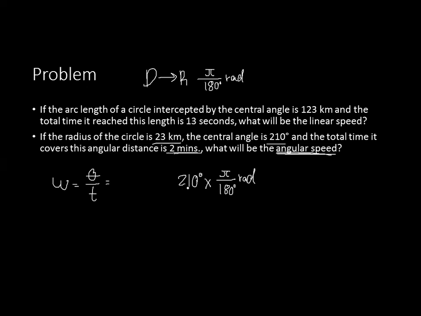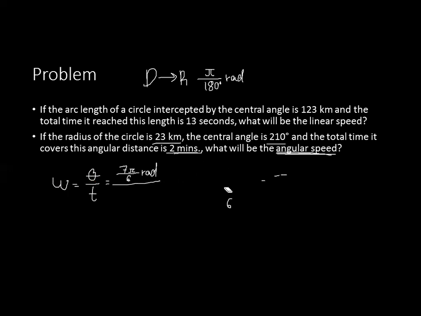So we can simplify this one. 210 degrees and 180 degrees are both divisible by 30 degrees. So 210 degrees divided by 30 degrees is 7, and 180 degrees divided by 30 degrees is 6. Hence, you have 7 pi all over 6 radians. So that is your angle here, and we will substitute it here. Now for the time, this is 2 minutes, right?